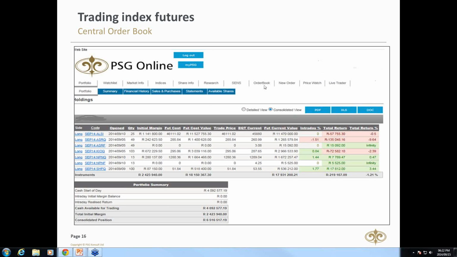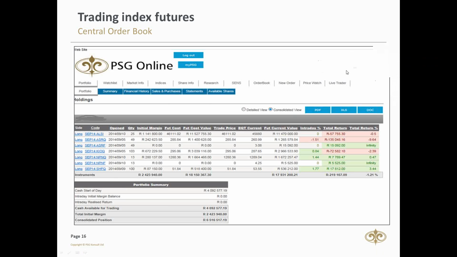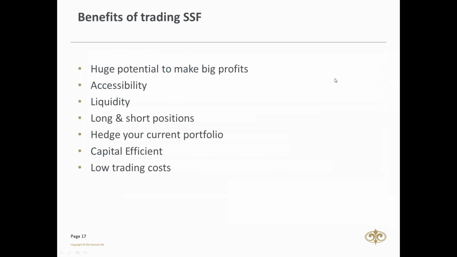Okay, let's move forward. Okay, so just a quick summary before we move on to currency futures. The benefits of trading single stock futures: huge potential to make big profits. Okay, saying that, also big opportunities to make losses if you don't know what you're doing. Okay, accessibility, we only trade the top 100 companies, so they are very, very liquid. Okay, it gives you the opportunity to go long and short. It's great also for the long-term investors.